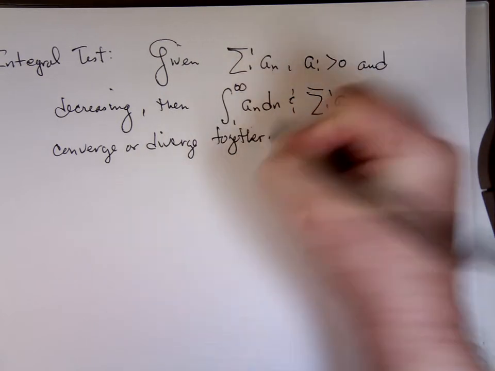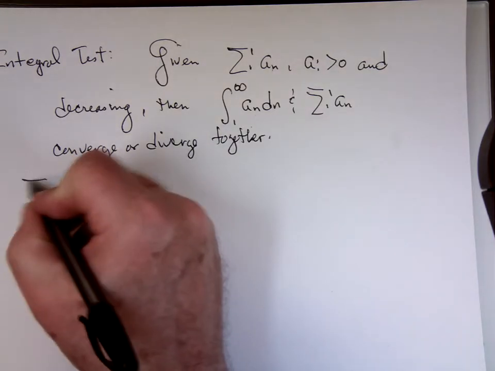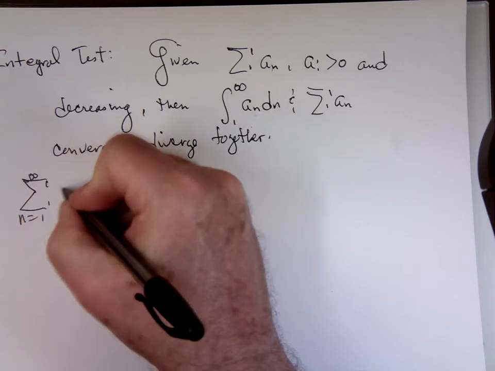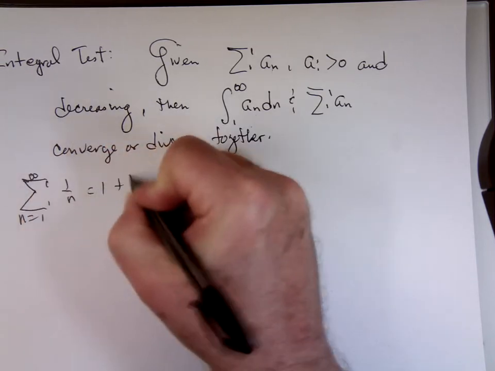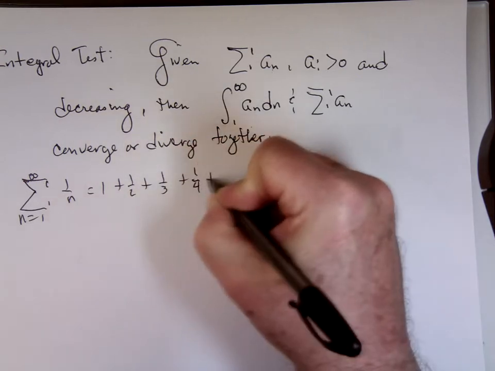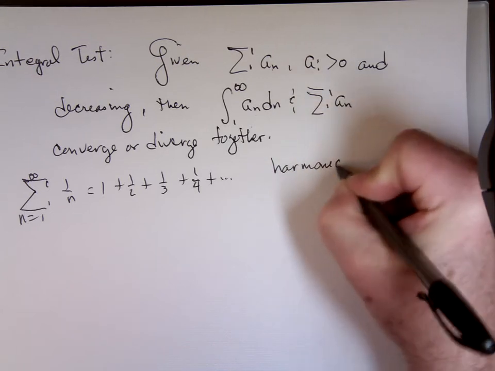So here's what this says. Let's take the one I just gave you, which is 1 plus 1/2 plus 1/3 plus 1/4, etc. This is called a harmonic series, by the way.